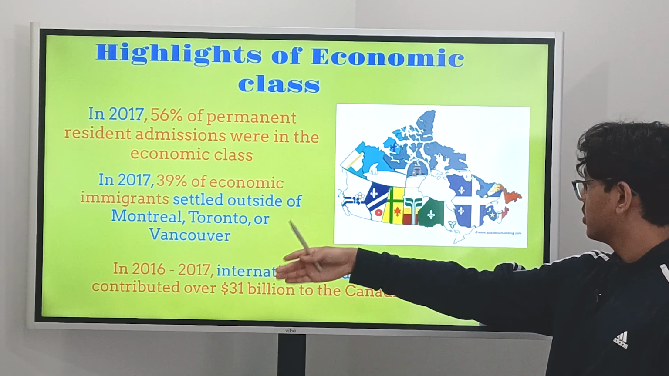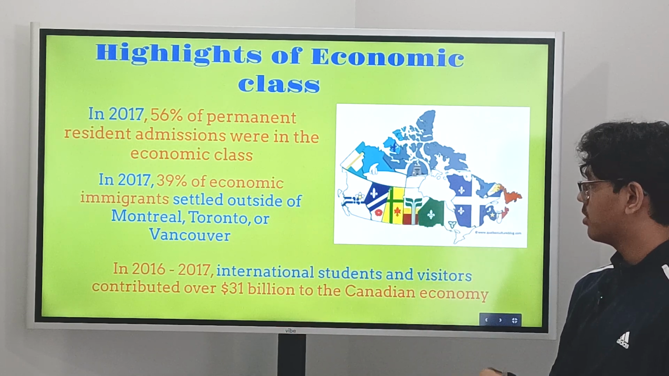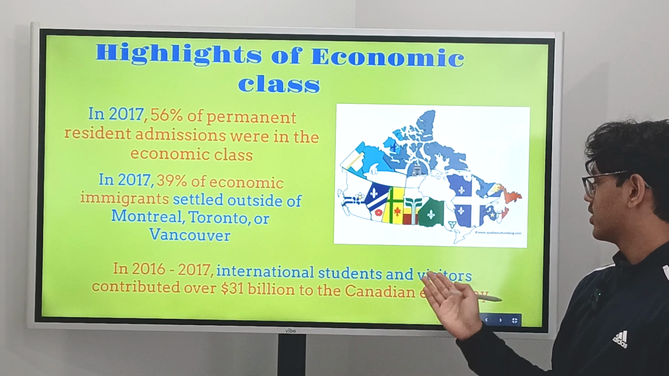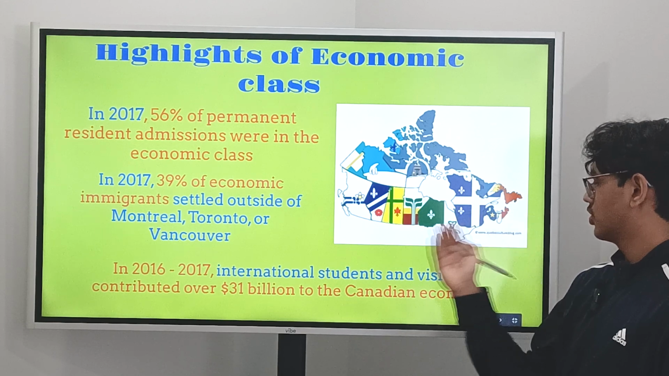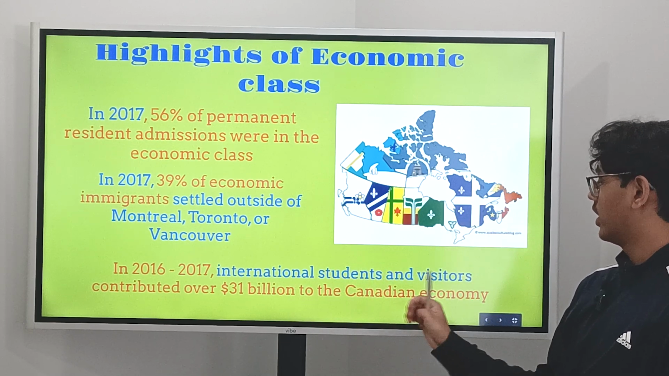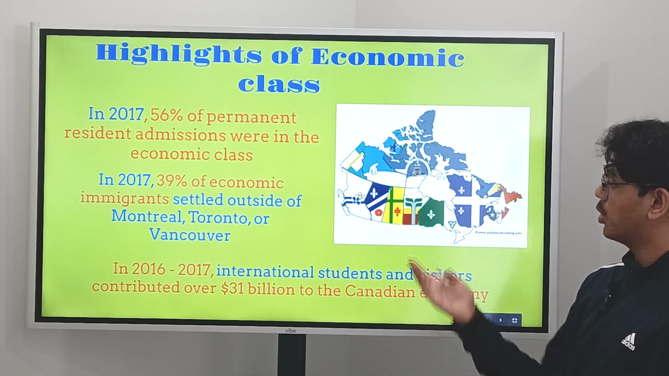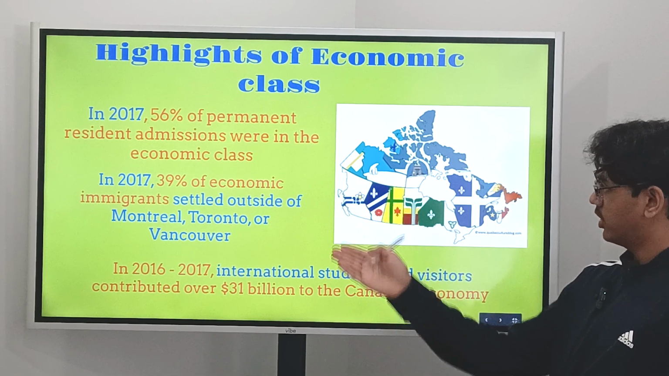These are the 3 most popular cities inside of Canada with the most population. And also, between 2016 and 2017, international students and visitors contributed $31 billion to the Canadian economy. So this is just the highlights of the economic class and what they did over the past 2 years.